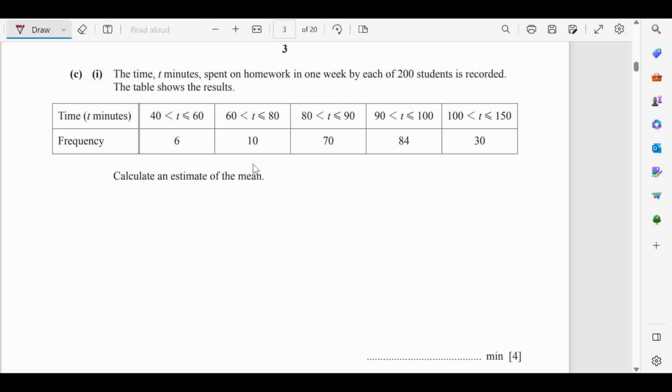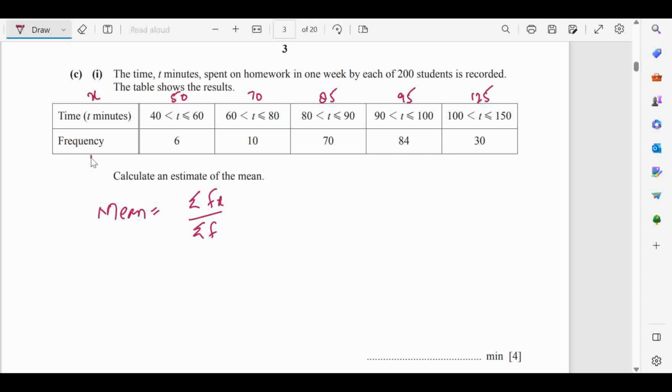Now for the mean, we know that the formula is mean equals summation of fx divided by summation of f. Now here, what is the value of x? x will be the middle value of each class. So here the mid value is 50, then 70, then 85, then 95, and here the mid value is 125.